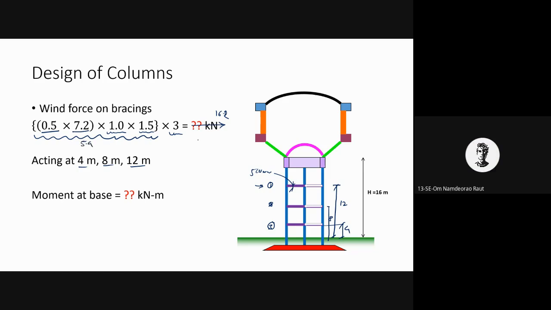5.4 is acting over here, 5.4 is acting over here, and 5.4 is acting over here. So if you take the moment at the base, this is 5.4 into 12, the first bracing, plus 5.4 into 8, the second bracing, and then 5.4 into say 4, the third bracing.